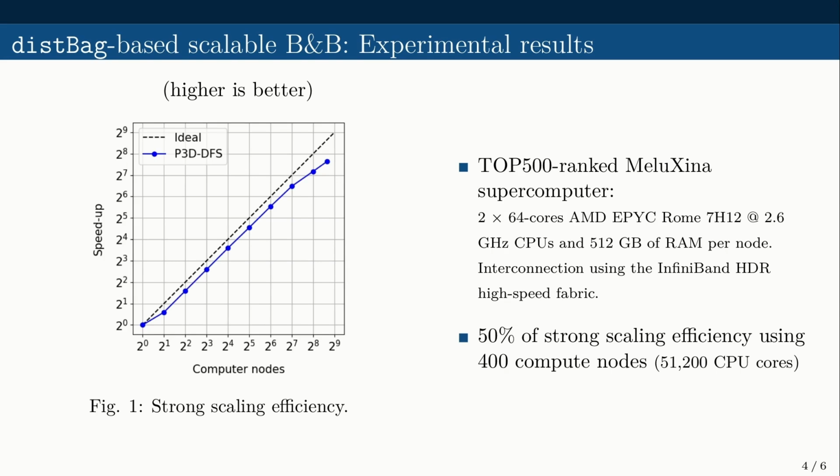In this slide, you can see some experimental results we had in a previous work where we investigated the strong scaling efficiency of the approach, which is the speed up when you keep the same problem instance but increase the number of computational resources. So we use the Meluxina supercomputer, whose nodes are composed of two 64-core AMD EPYC Rome CPUs and interconnected using the InfiniBand network. You can see that we achieve 50% of speed up using 400 nodes, which is a pretty nice result because it is a challenging scenario. Indeed, 400 nodes represent more than 51,000 CPU cores, and so as many pools inside the data structure.